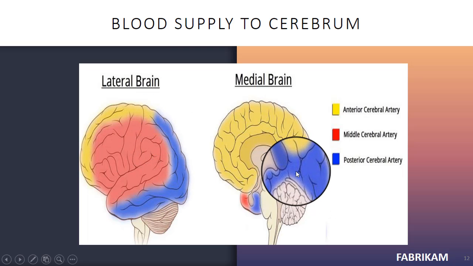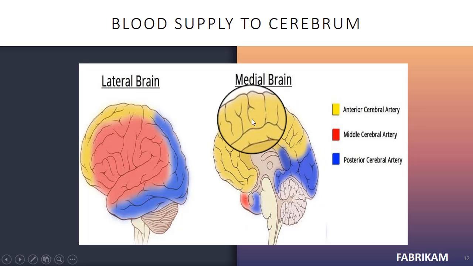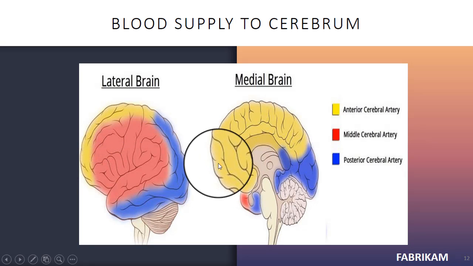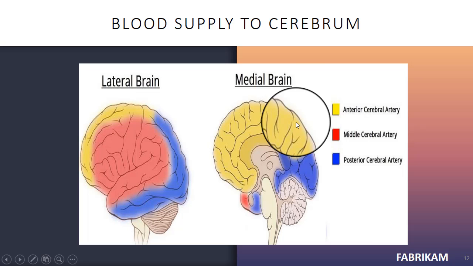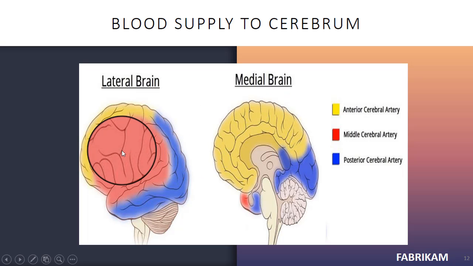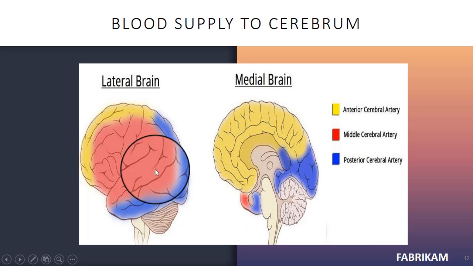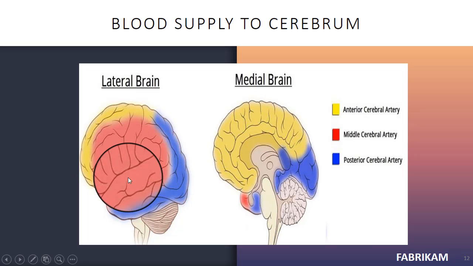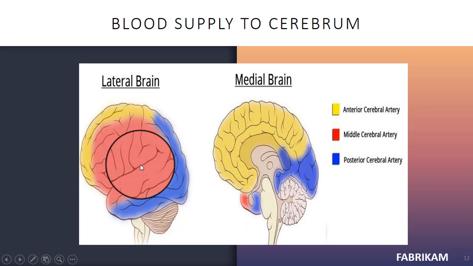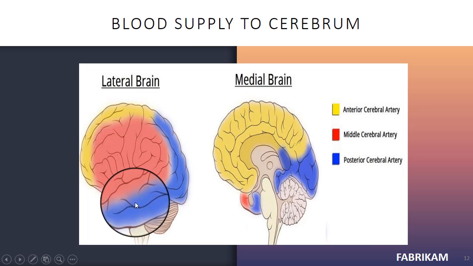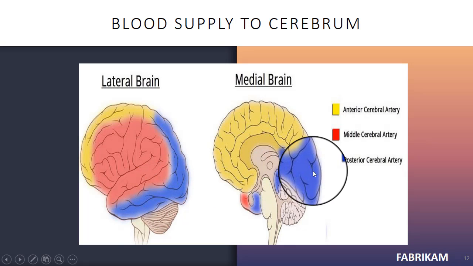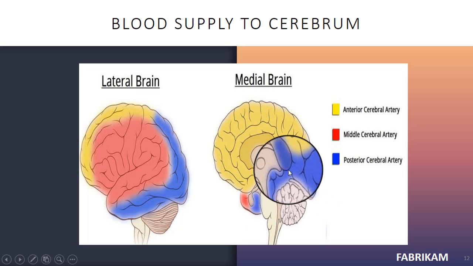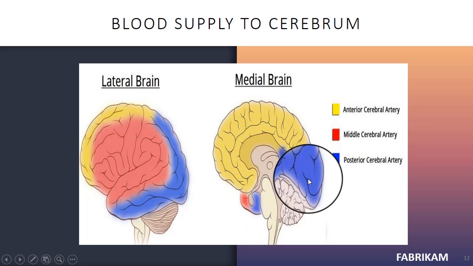So first of all, the anterior cerebral arteries, branches of the internal carotid arteries, supply the anterior-medial aspect of the cerebrum. Second, the middle cerebral arteries, a continuation of the internal carotid arteries, supply most of the lateral portion of the cerebrum. And the third one is the posterior cerebral arteries, branches of the basilar arteries, supplying both the medial and the lateral side of the cerebrum posteriorly.